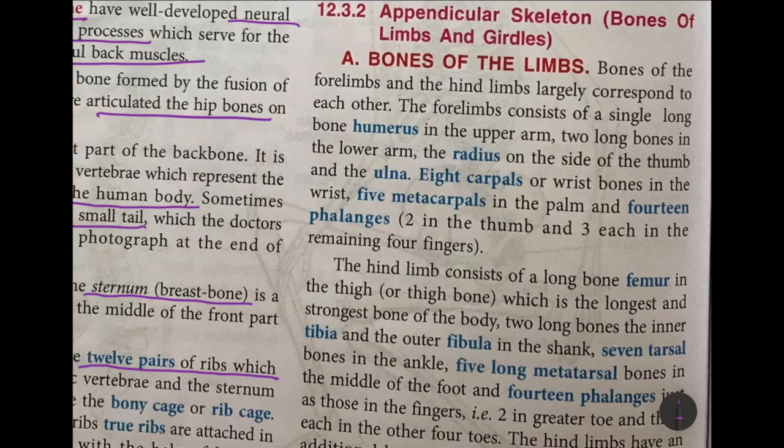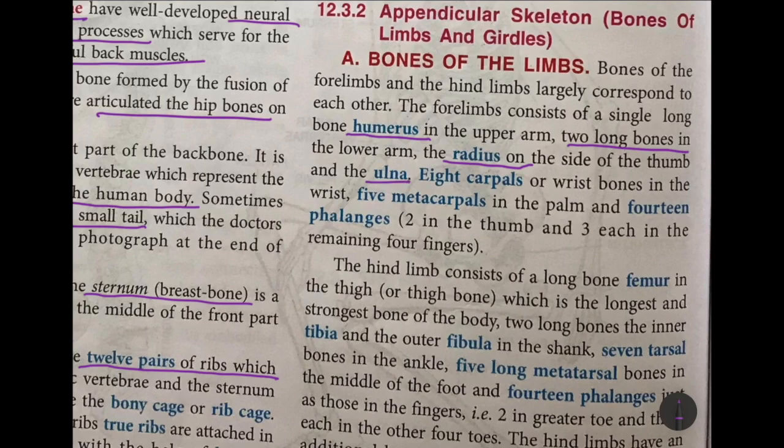Now the forelimbs consist of a long single bone which is known as the humerus in the upper arm. So the bone in your upper arm is known as the humerus, and in your lower arm below the elbow you have two long bones. The radius, towards your thumb, is one single bone, and the other one towards your little finger is known as the ulna.